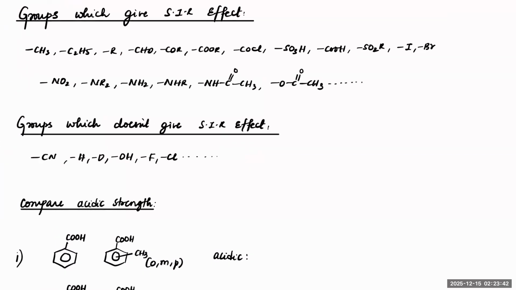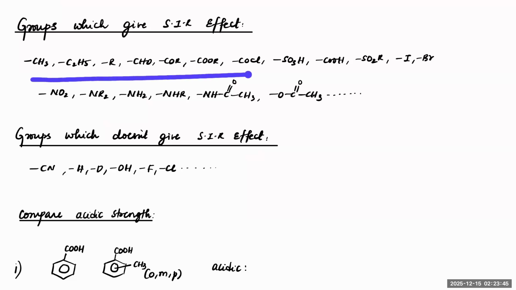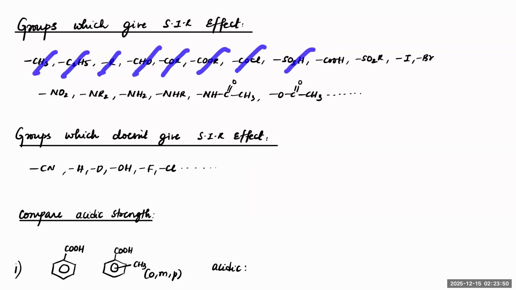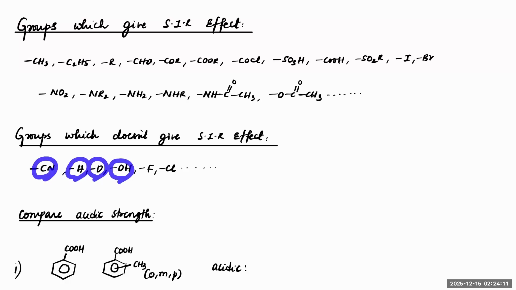Now, who all can give this SIR effect? All these bulky groups you can notice: methyl, ethyl, any alkyl, aldehyde, ketone, ester, acid chloride, sulfonic acid, acetic acid, SO2R, minus I, minus Br, NO2, NR2, NHR. All of these groups are the ones which will give the SIR effect. Now, the groups which do not offer SIR are very small in size, like cyanide, hydrogen, deuterium, OH, fluorine, chlorine. Only these are the ones which do not offer the SIR effect. Okay, these are the ones which will offer the SIR effect.